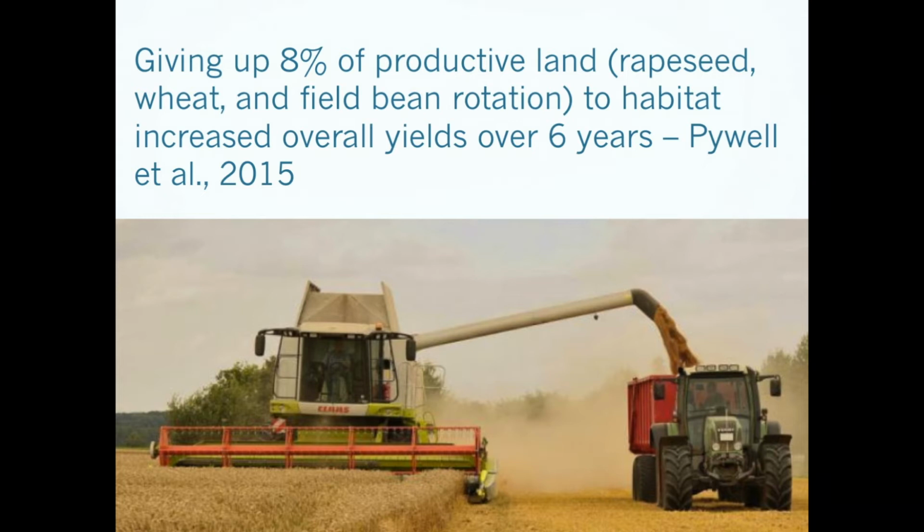in this case up to 8%, and it could have been more, this was their highest one that they tried, with the rotation, it was a similar rotation to what you see here. It was rapeseed, which is essentially canola, wheat, and field beans, and converting that into beneficial insect habitat actually increased overall yields over 6 years, even given the land that was taken out of production.